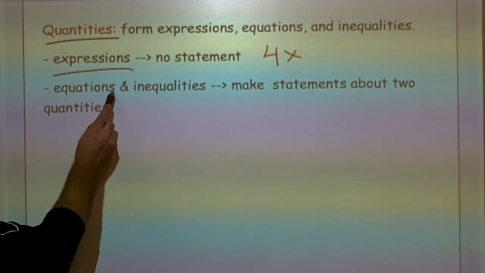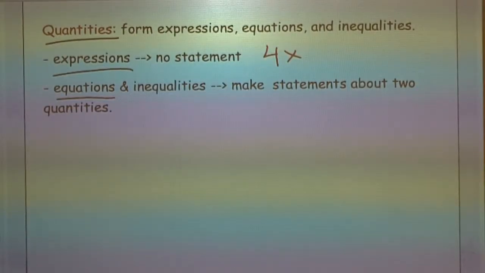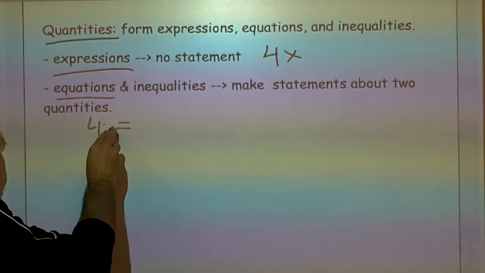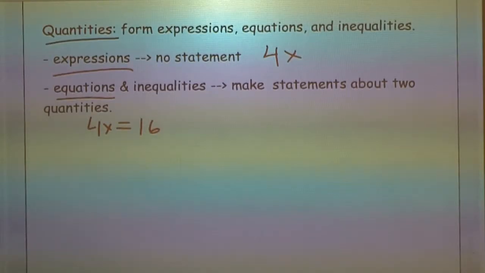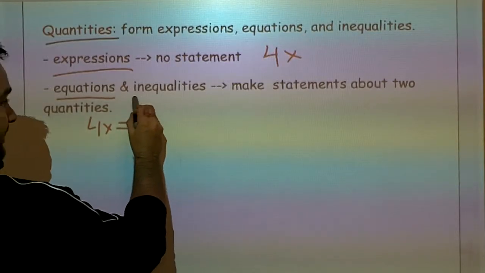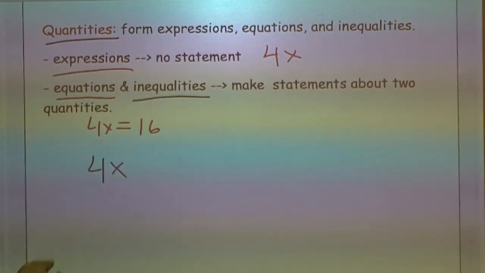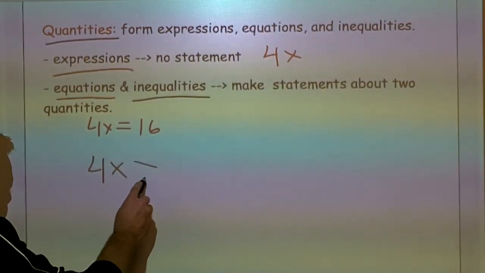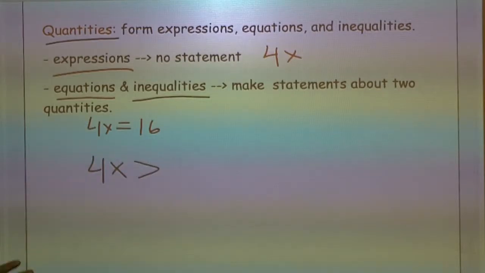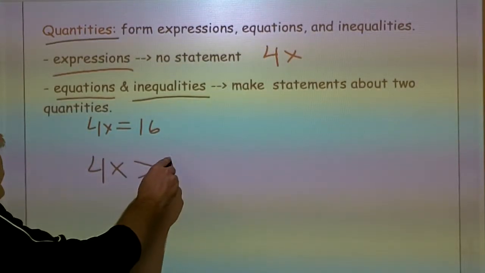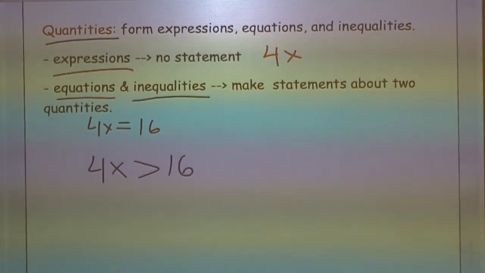Then we moved on to equations, which stated that something is going to be equal to another thing. They make statements about 2 different quantities. So an equation could be 4x equals 16, where there's an actual solution to that equation. Now today we'll work with inequalities, which are kind of the same, only now we're saying 4 times a number can be greater than, less than, equal to, or greater than or equal to some other quantity. So this is our transition, or the flow of what we've been working with so far.